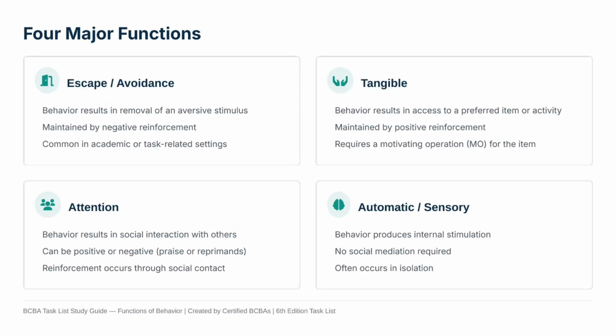With that foundation in place, let's review the 4 primary behavioral functions: escape or avoidance, tangible access, attention, and automatic or sensory reinforcement. Each of these categories is defined by the consequence that follows the behavior. Now, let's go one by one.